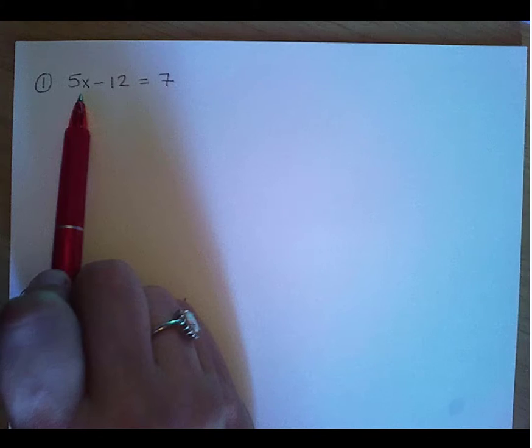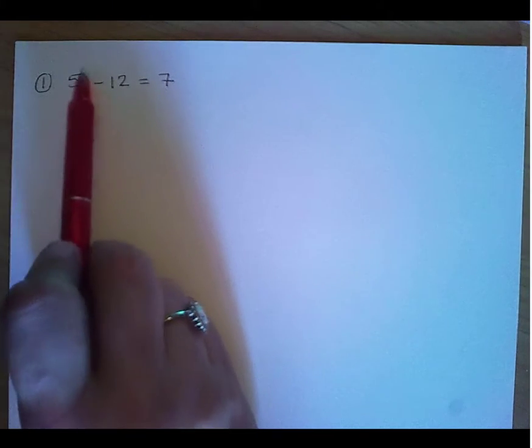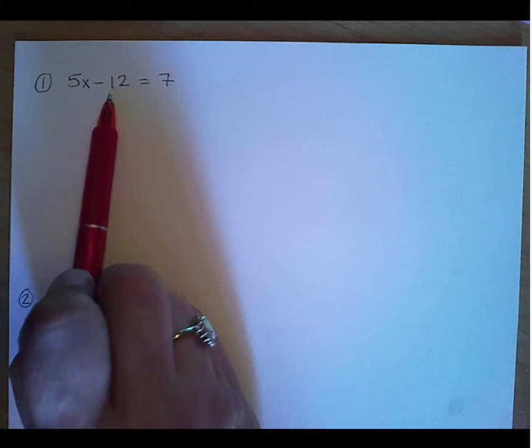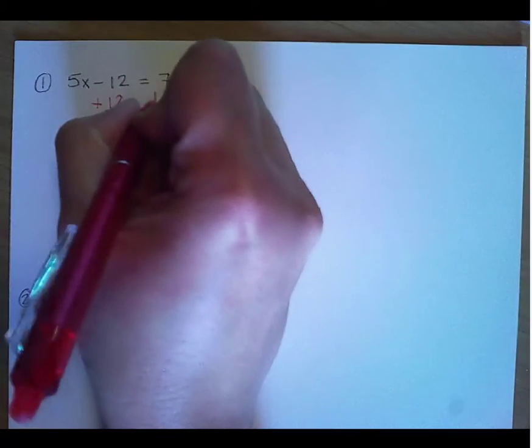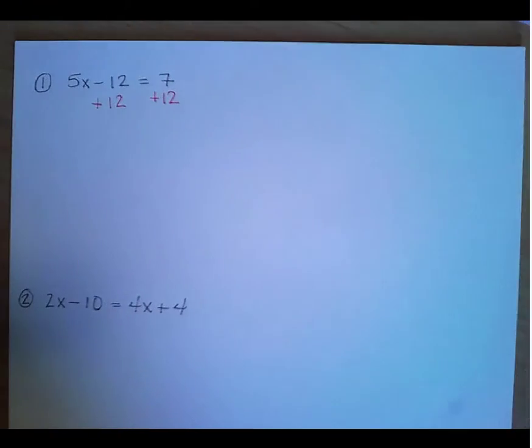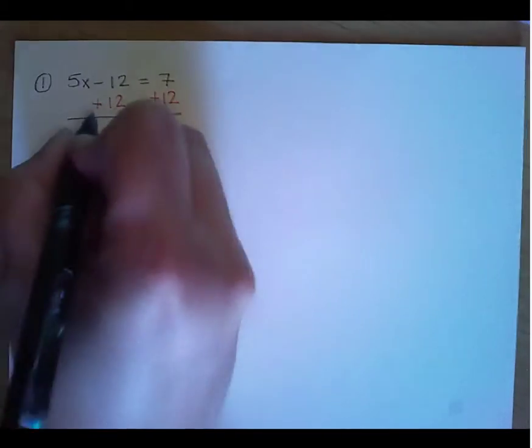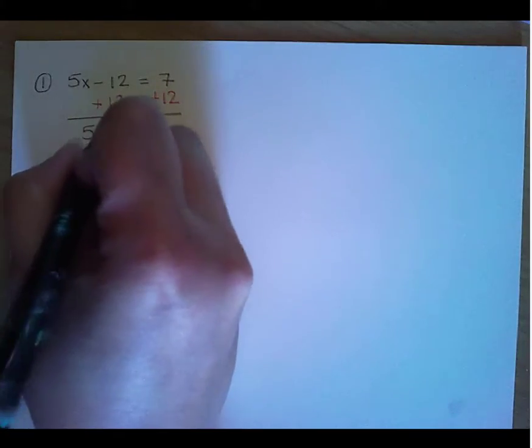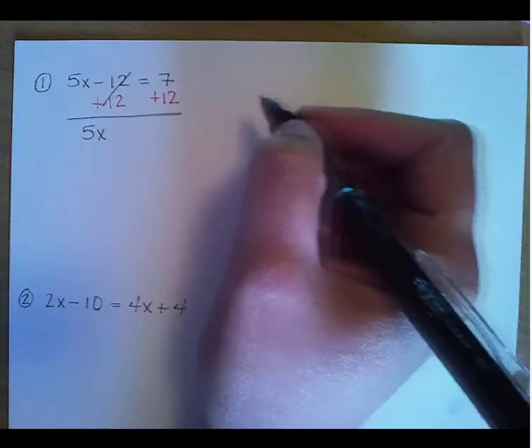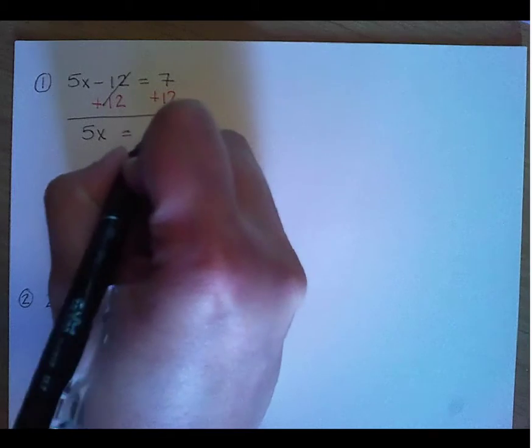So the first thing that we need to do to start isolating, or getting the 5x by itself, is to move that 12. We are going to do that by adding 12 to both sides. Remember, we are working with equations, so whatever we do to one side, we have to do to the other. So then we're going to have 5x. Our 12's here are going to cancel each other out, and this is going to equal 19.